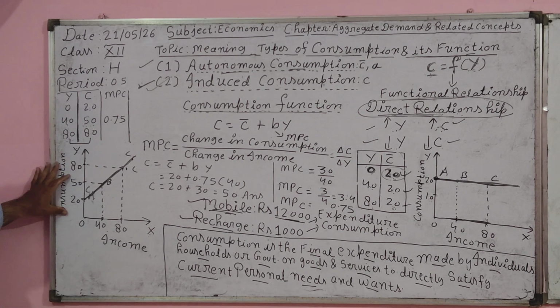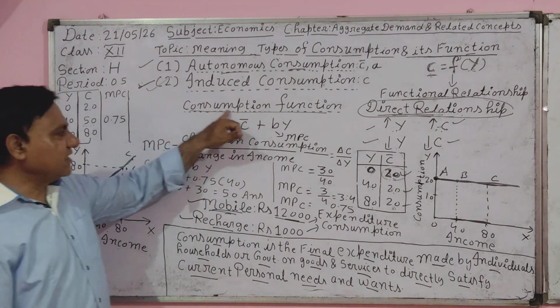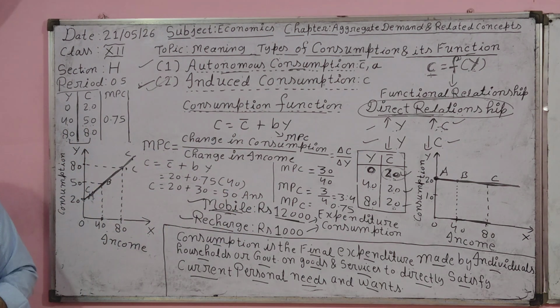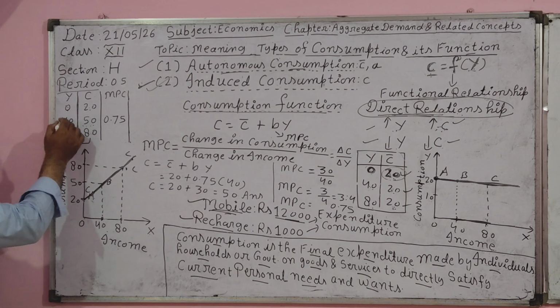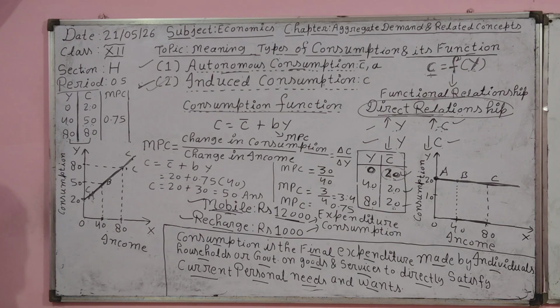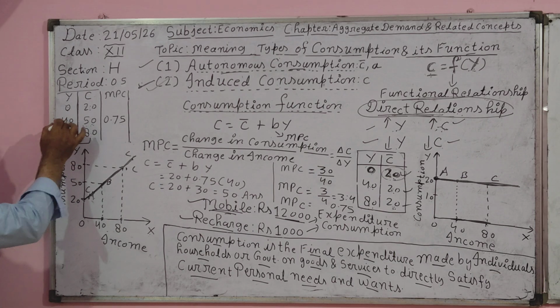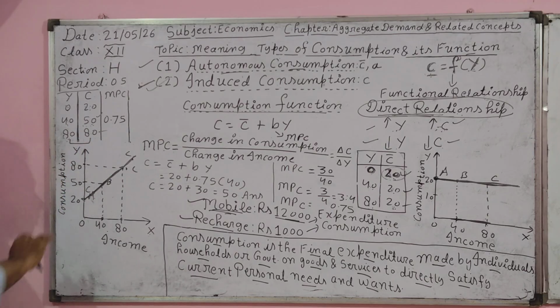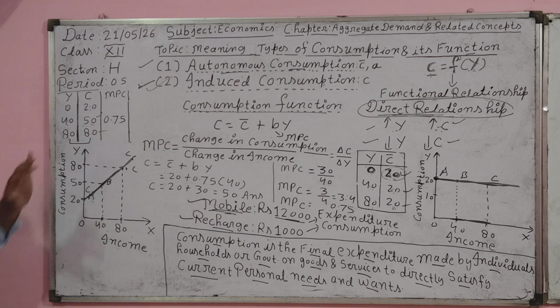This example is suitable for consumption function also. In this example, our income increased from 0 to 40, consumption increased from 20 to 50. Similarly, income increased from 40 to 80, consumption is also increased from 50 rupees to 80 rupees. Both are increased simultaneously. It shows direct relationship between income and consumption.